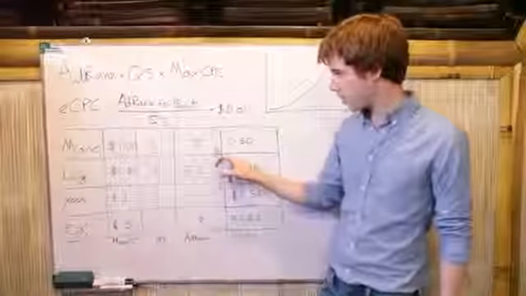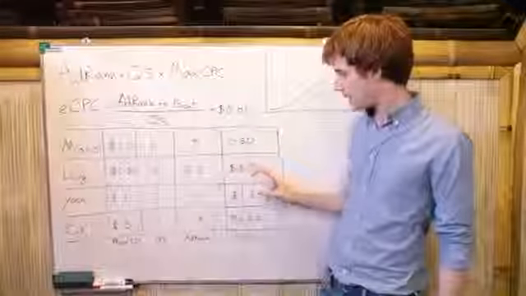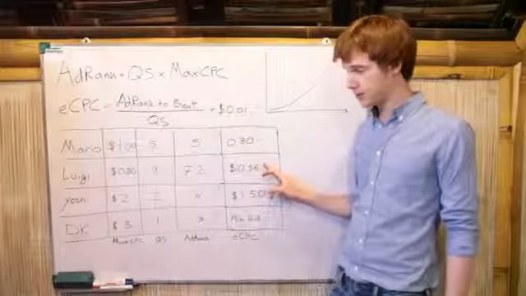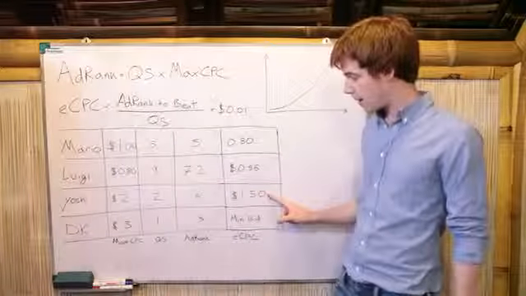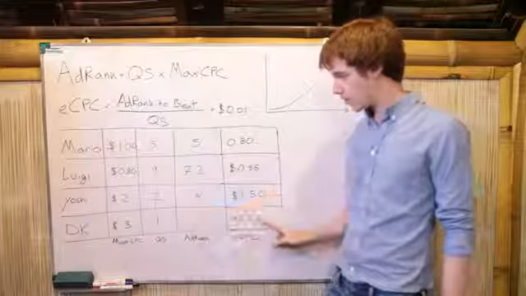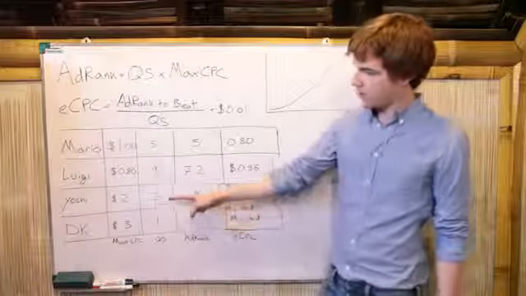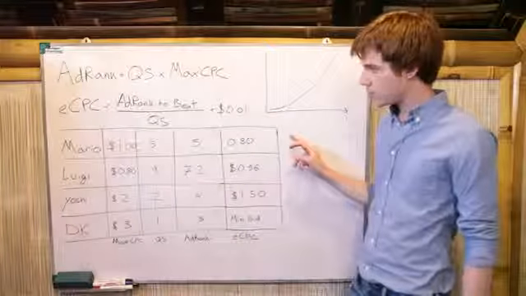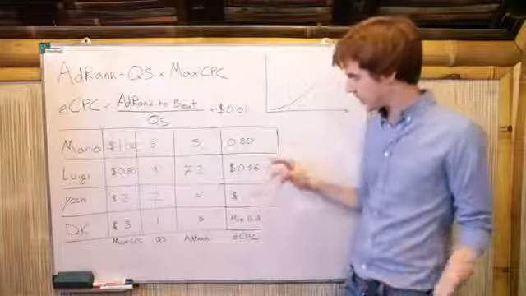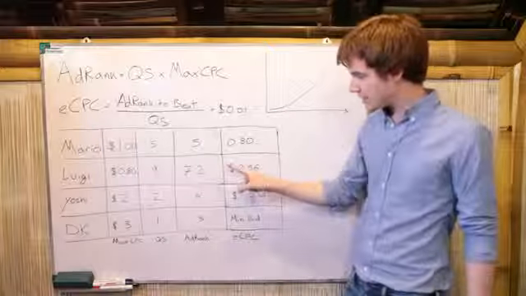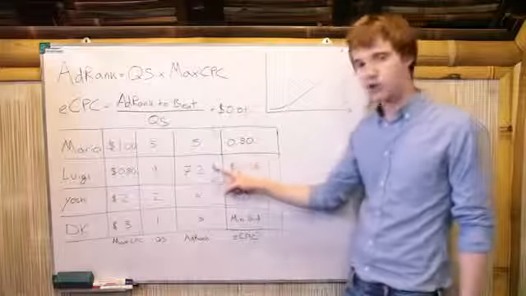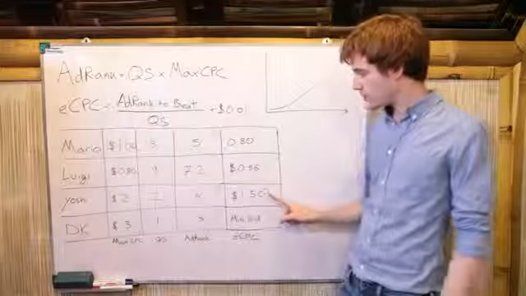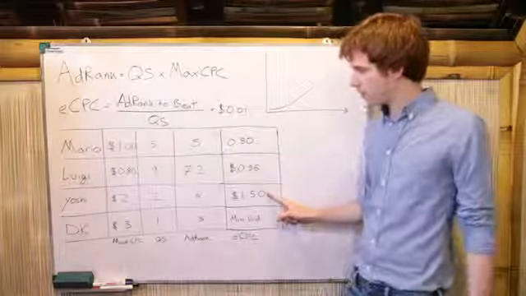Luigi has to beat Mario. He's got to pay 56 cents per click, right? Yoshi, $1.50, and Donkey Kong, whatever the minimum bid is, right? Or Donkey Kong would beat Peach or whoever is underneath him, right? And so this is how crazy this is, right? Luigi, first, is actually paying less for position 1 than Yoshi is paying for position 3. Yoshi's paying an exorbitant amount for position 3.